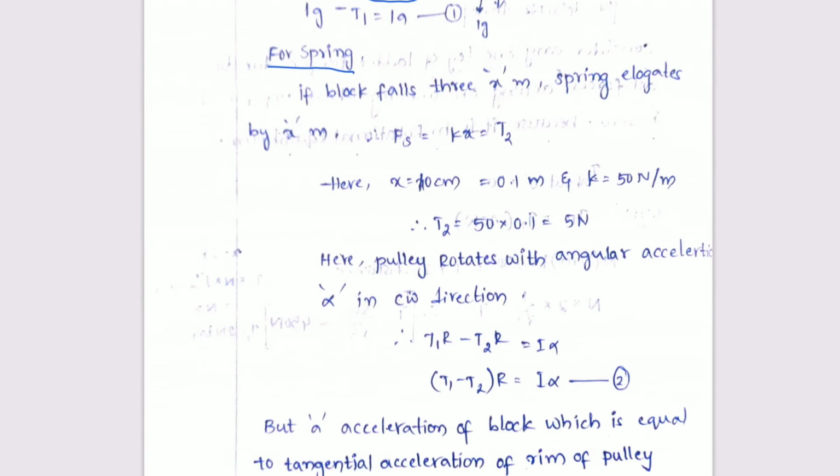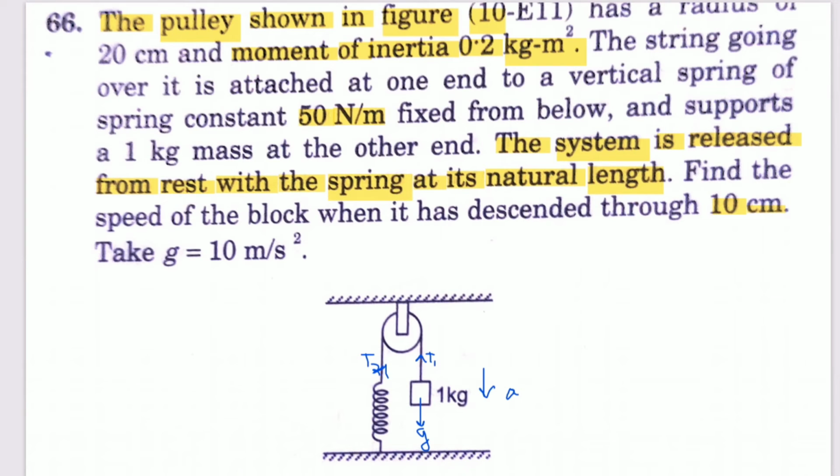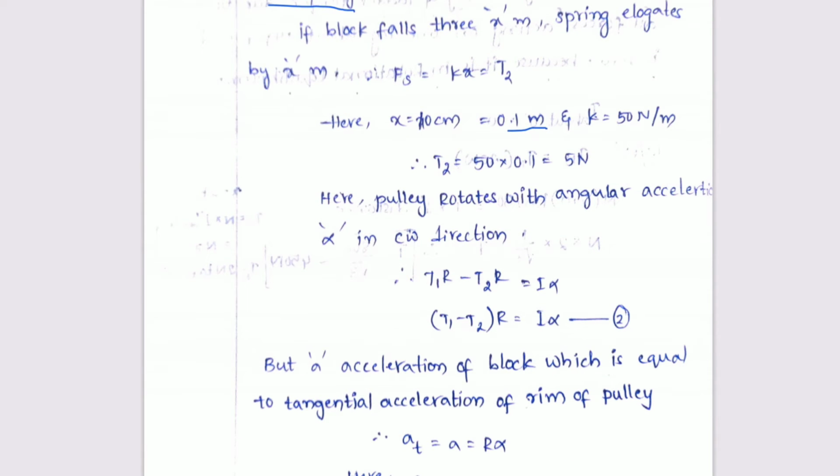Here x equal to 10 centimeters, that is 0.1 meters, and k is the spring constant, 50 Newton per meter. Next, T2 equal to spring constant into x, so 50 into 0.1 equal to 5 newtons.